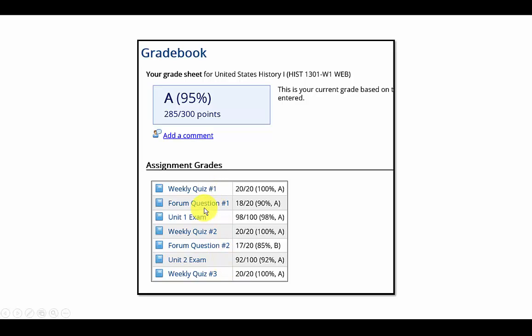You've got weekly quizzes in here, a forum question, a unit exam, and it tells the student, like here, this student on the weekly quiz got 20 out of 20 correct, which would be 100%. The forum question, they got 18 points out of the 20, which would be 90%. This forum question number 2 down here, they only got 17 out of 20 points, which would have been an 85. The grade book itself keeps up with all this and keeps a running grade average for the student, which makes it kind of nice. So the point system, again, very easy to do.